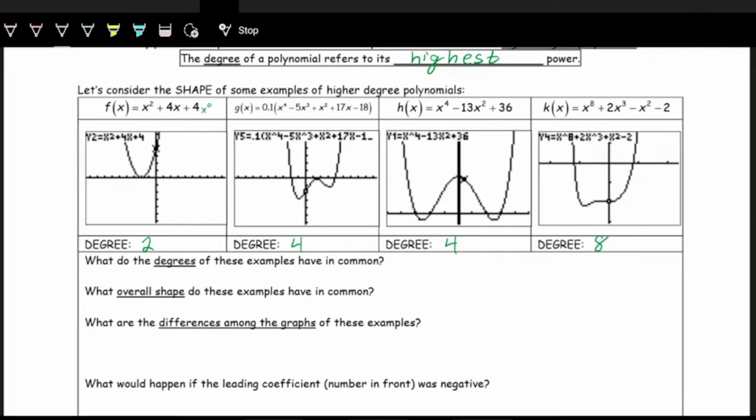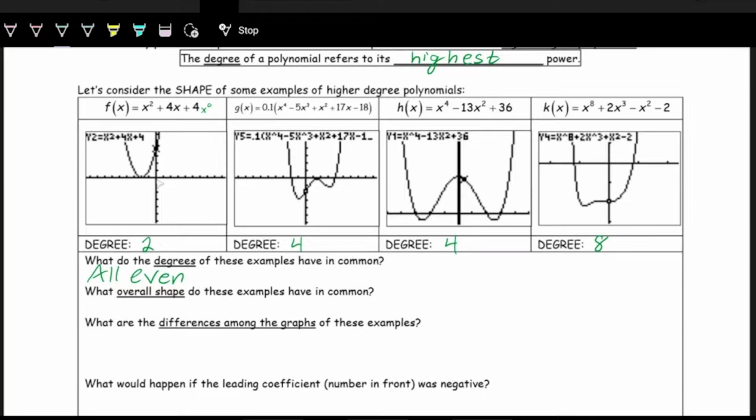So now we want to see what do all these degrees have in common, and you might notice it right now by just looking at it. We have 2, 4, 4, and 8, and not in any particular order. We just want to see the relationship between these. And you might have noticed that the relationship between these is that they are all even. And so you might see some similarities between these graphs. And I'll just list out a few of those similarities, and I'm sure you are able to see some other ones.